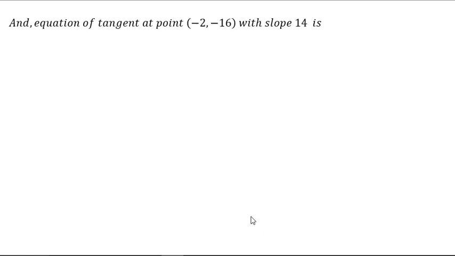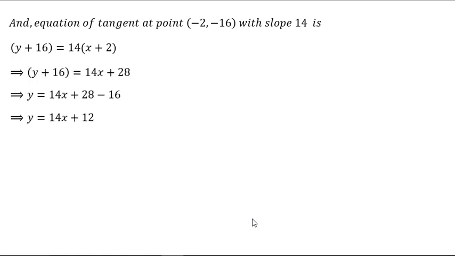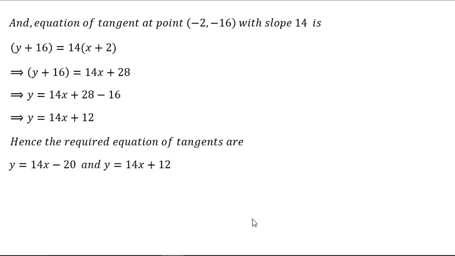Now, I have one more point. So, the equation of tangent at (minus 2, minus 16) with slope 14, in the same way we will solve, and we get y equal to 14x plus 12. Hence, I will say the required equations of tangents are y equal to 14x minus 20 and y equal to 14x plus 12. So, these are the required equations of tangents.